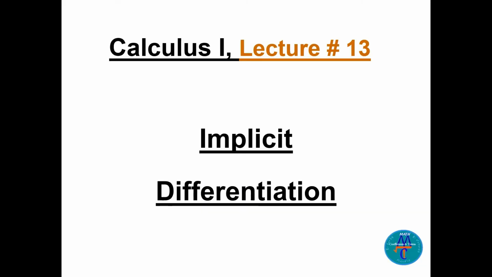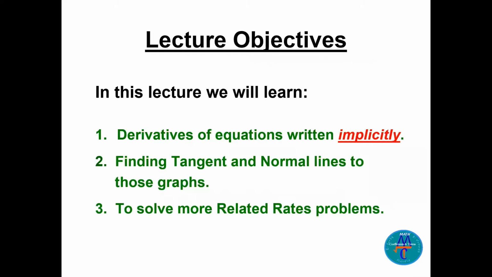This is lecture number 13 of the Calculus 1 lectures, implicit differentiation. In the objectives of this lecture, we will find the derivatives of equations written implicitly. I will explain what the meaning of implicit is in a few minutes. We will also find tangent and normal lines to those graphs, and we will solve more related rates problems.